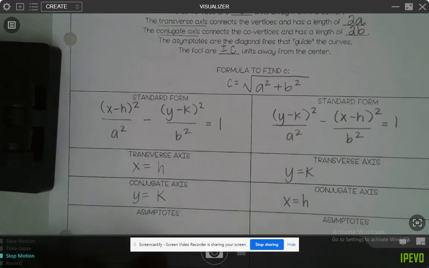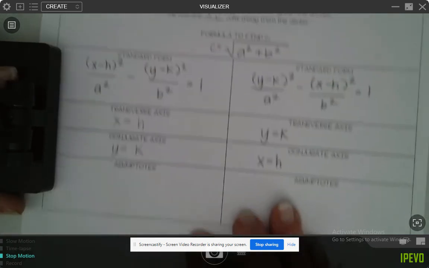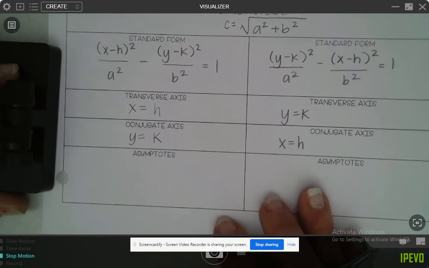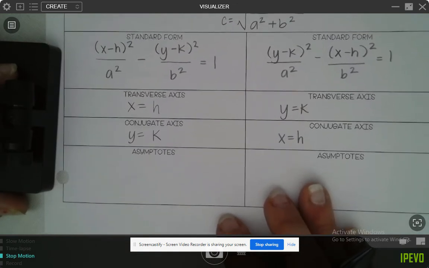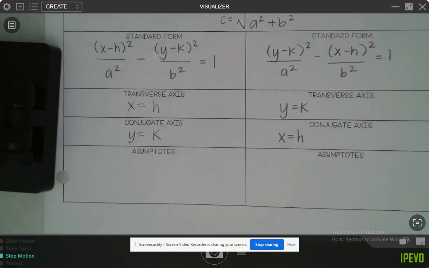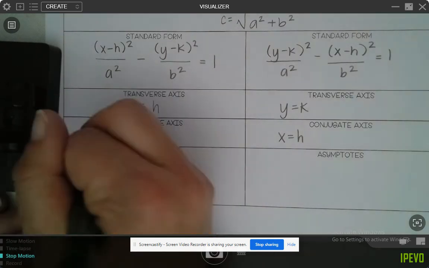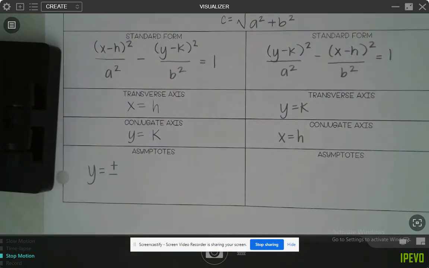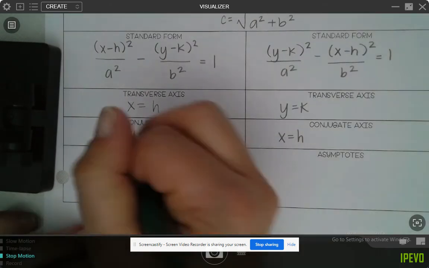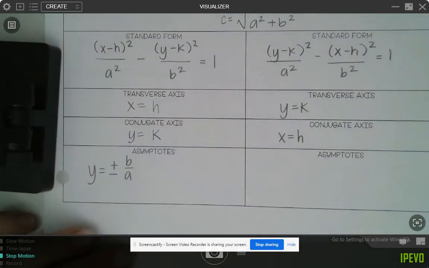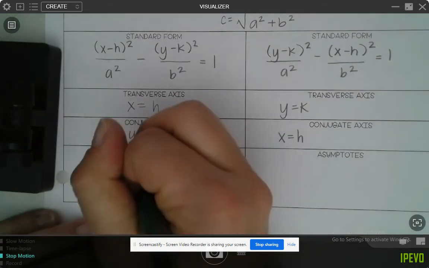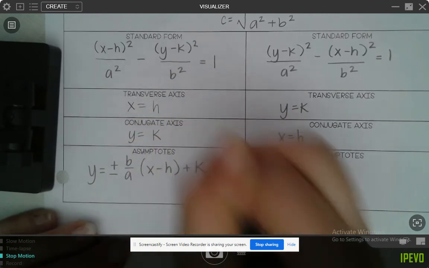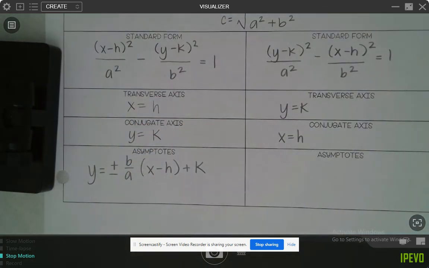Now, the asymptotes are on top of the equation, probably the second most important part, because you got to be able to draw the asymptotes correctly and write the equation for them. Your asymptotes will always be like this if they're horizontal. Y equals plus or minus B over A, x minus h, plus k. You're going to write it just like that.